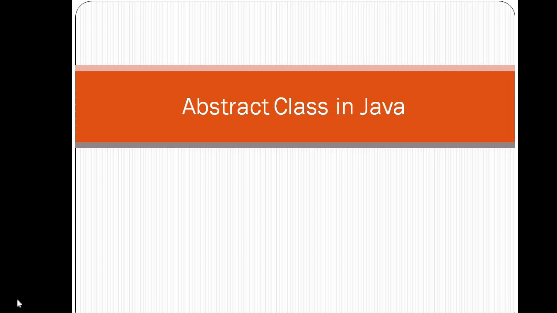So guys, today we will discuss abstract class in Java. There are two ways to achieve abstraction. The first one is interface and the second one is abstract class. In my previous video we already discussed interface. Now in this video we will discuss abstract class. Let's start with what is an abstract class in Java.